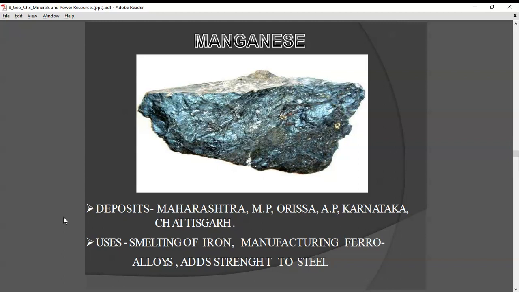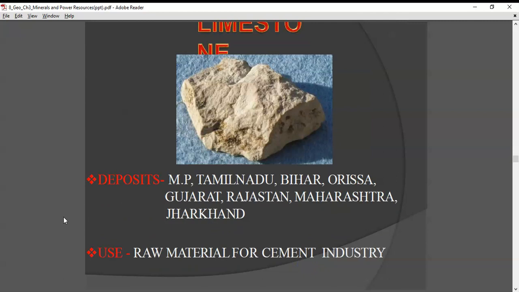Without that, the steel does not get its strength. That is why it is mixed along with iron and alloys are made. It is mixture of metals for giving strength to steel. That is the main role of manganese.